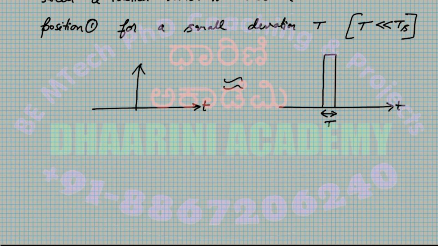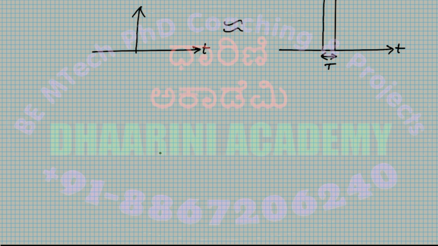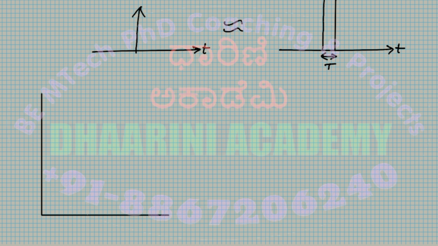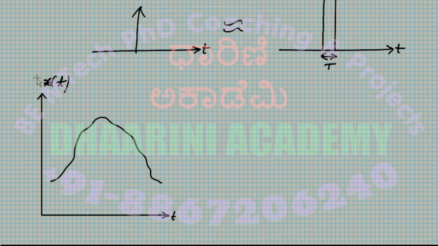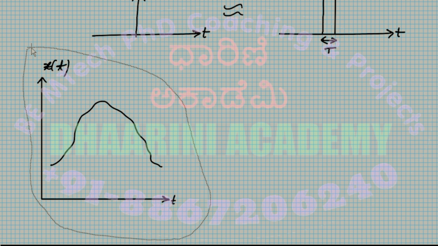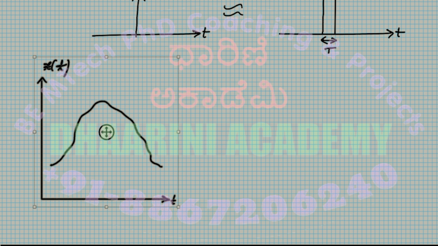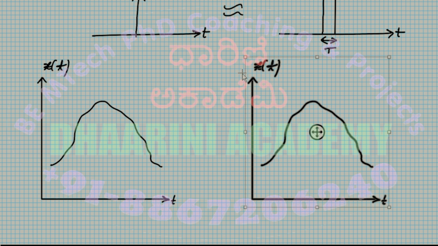Let me write both the functions, what we are expecting and what we really get. Okay, this is our analog or continuous function, x of t. I'll copy this and need the same thing for the other case. So this is what I'm expecting when I go for ideal sampling.